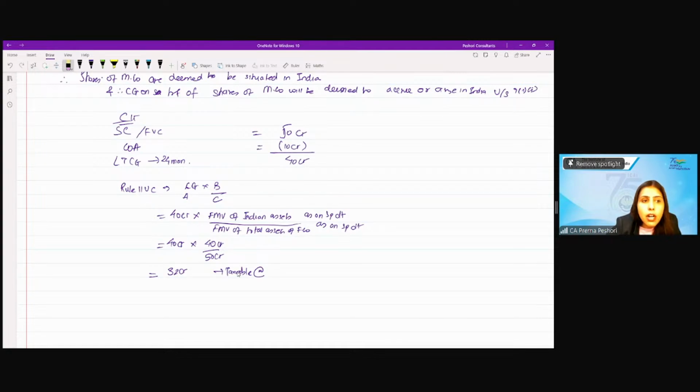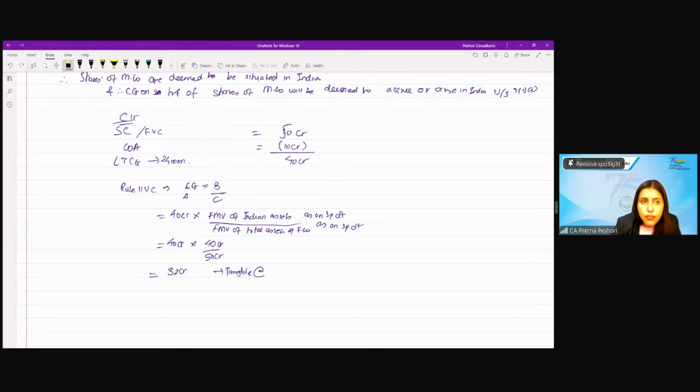Correct. 20% will apply. 10% was for the listed companies. For the unlisted companies, we will go to Section 112. If it is before 23rd July, there, in case of the long-term capital gain, it was, sorry, 20%.